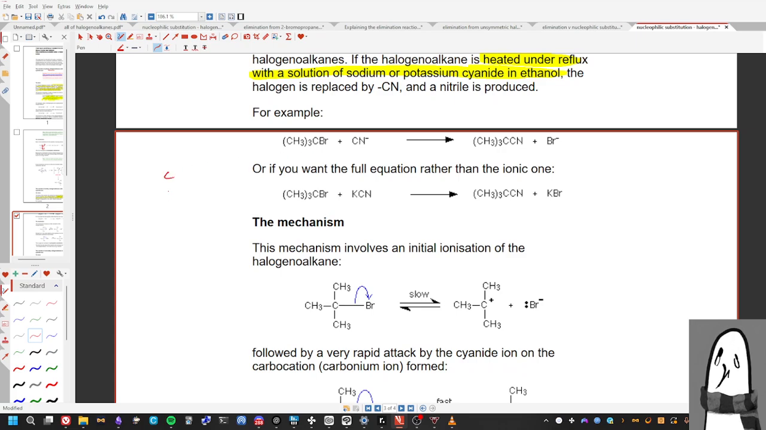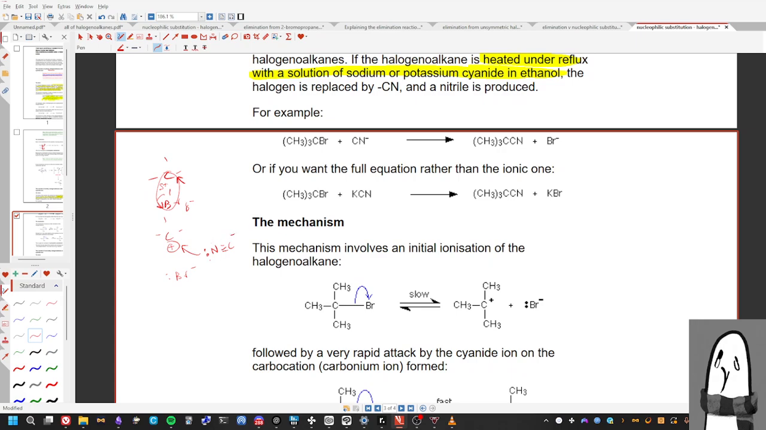Then you have this again. You have your C, Br, and your three CH3s, and your CN is going to be attacking your C. Br has delta negative, and the carbon is delta positive. First, this is going to break, heterolytic fission, giving C plus with the three CH3s and Br minus. Then in a fast step, the CN comes in.